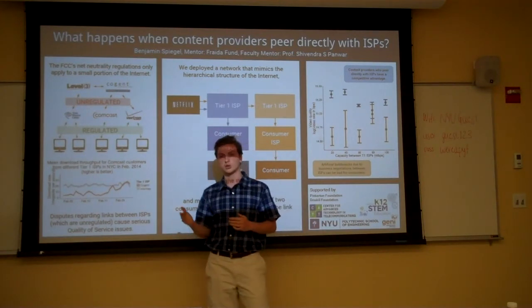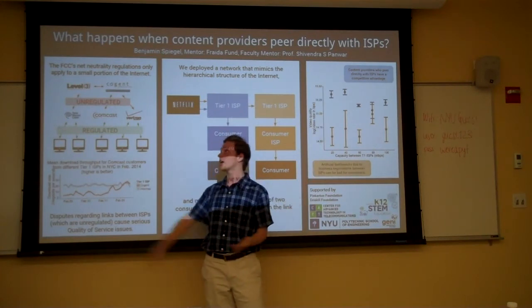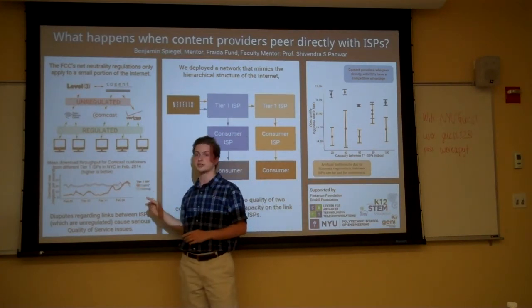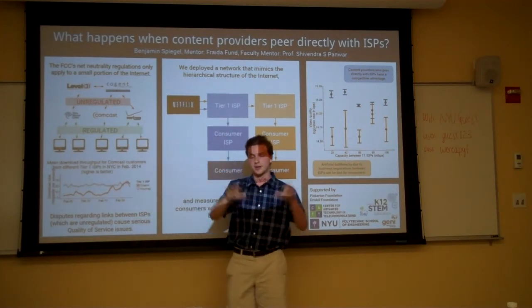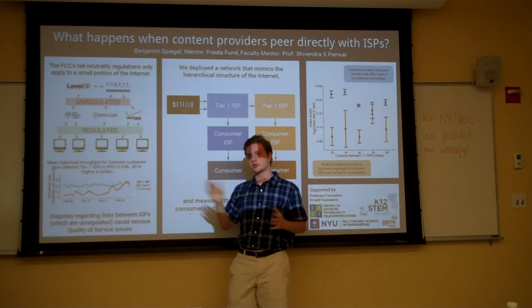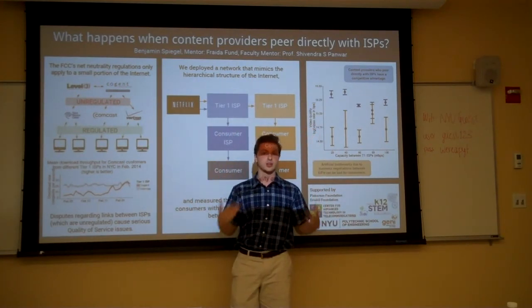So a company called MLab came in. They had servers set up on Tier 1 ISPs. They had one set up on Cogent and Internap. Cogent and Internap, they're both Tier 1 ISPs. And they tested the throughput over a long period of time from these Tier 1 ISPs all the way down to the Internet consumer like you and I.